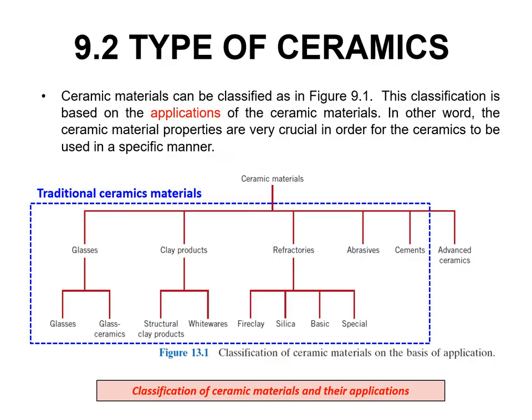In this part of the chapter, we will look at types of ceramic. In contrast to many other materials, ceramics are often classified based on their application. If you look at this figure, glasses, clay products, refractories, abrasives, cements are all categorized under traditional ceramics material.